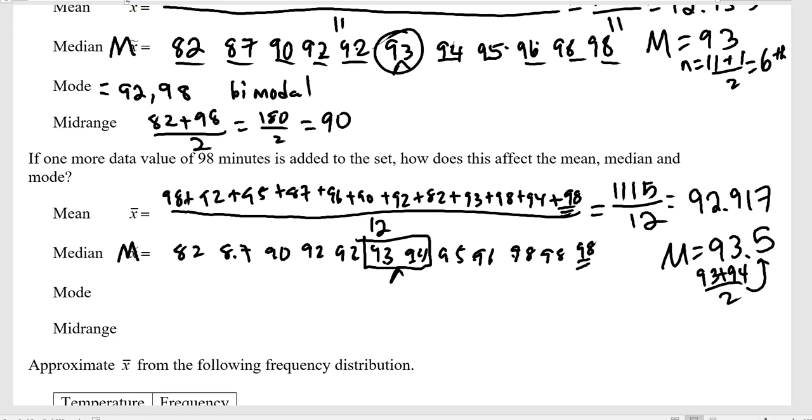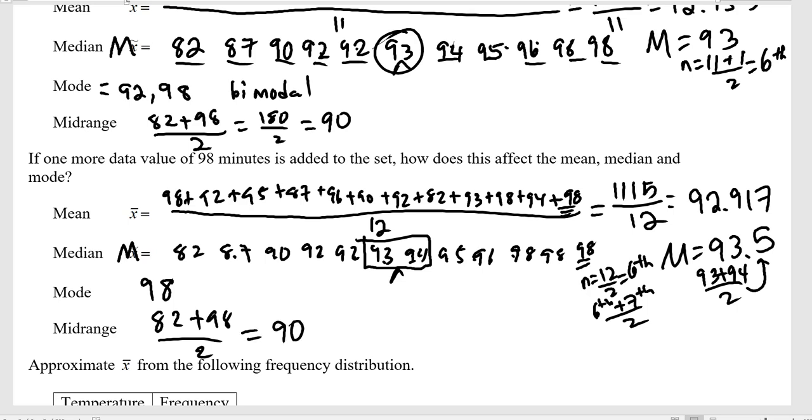If you like the formulas, what is it? N was 12. 12 divided by 2 is the sixth number. So we would average the sixth number plus the seventh number and divide by 2. Not my favorite, but it does work. Notice that moved up a little bit too, because we added a number at the end. What would happen to the mode? Well, now there are 3 98s, so now our mode would just be 98. The mid-range, the minimum stayed the same, the maximum stayed the same, so the mid-range stayed the same.